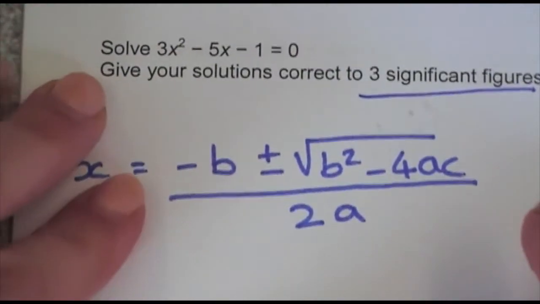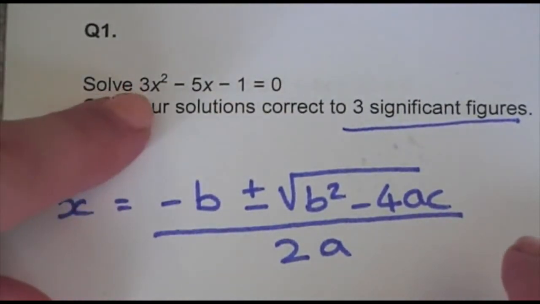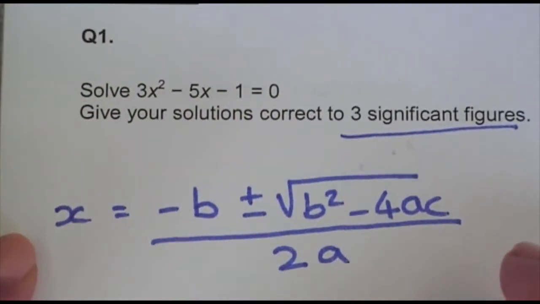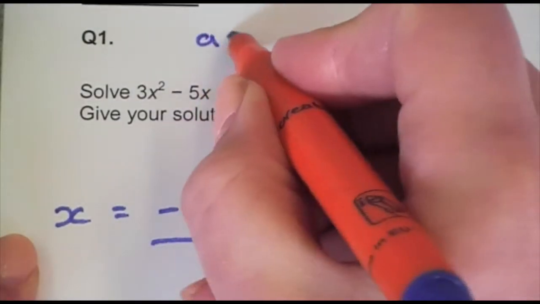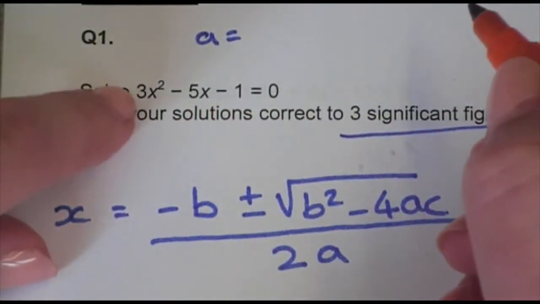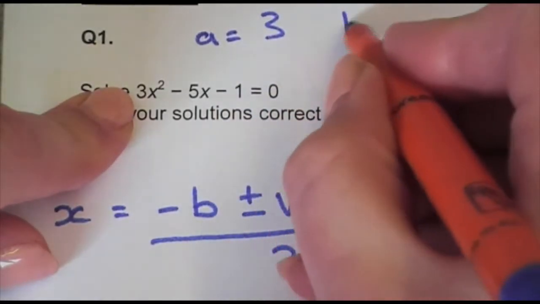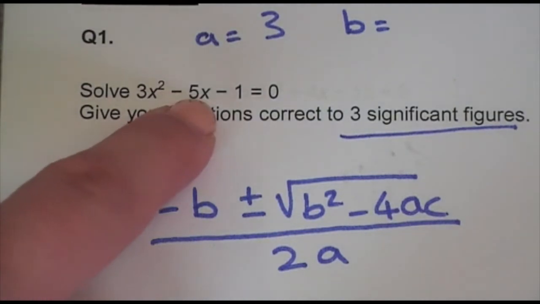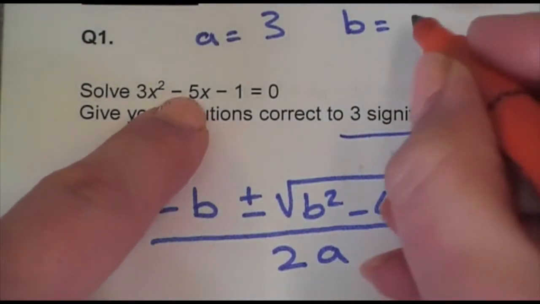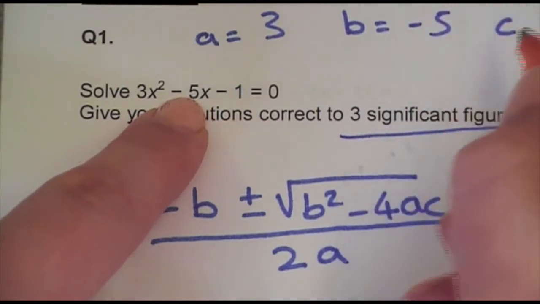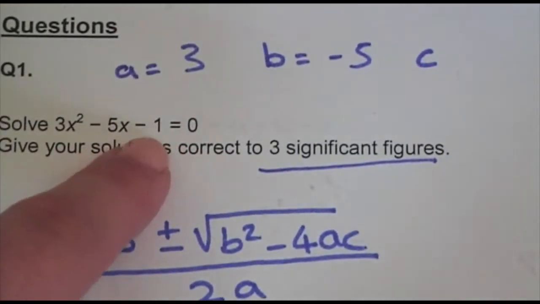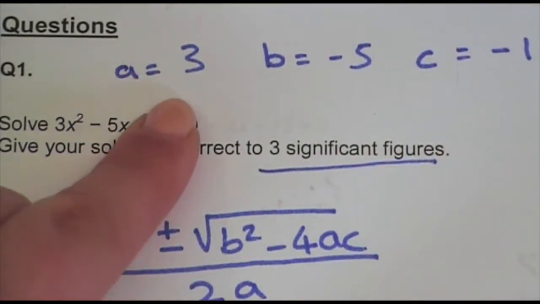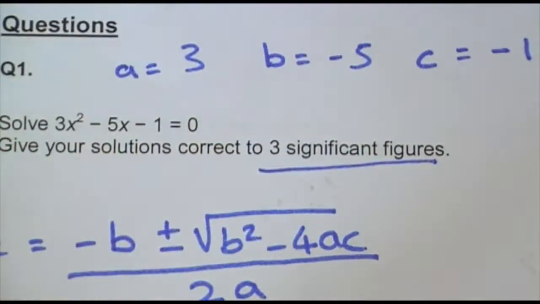So let's look again at the question. They give us 3x squared minus 5x minus 1 equals 0. Therefore, I know that a is equal to the coefficient of the x squared, so that's 3. I know also that b is equal to the coefficient of the x term, and it looks like it's just a 5, but it's not, it's negative 5. And for c, I take the constant at the end, so that's just negative 1.